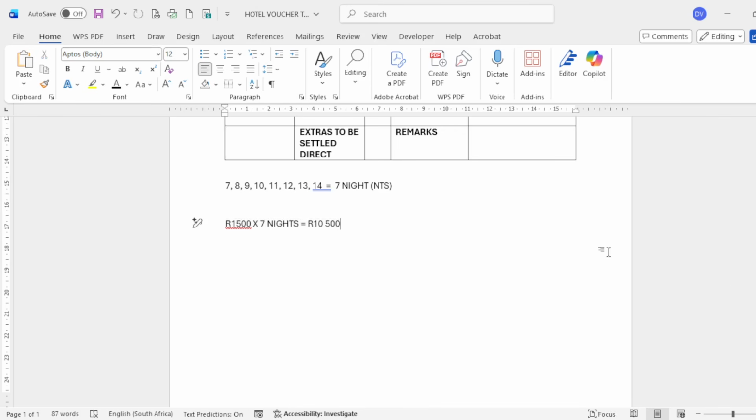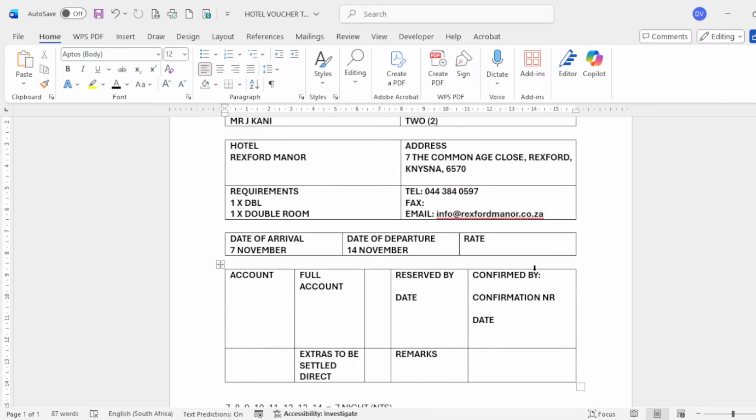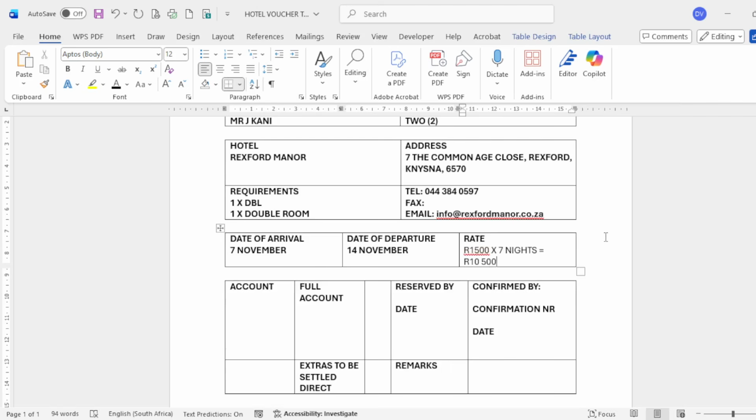And you have to show me the full calculation in the rates block. Just like that: 1,500 times 7 nights equals 10,500. Then you'll get the mark. If you only write 10,500 Rand, you do not get the mark. Okay, that's important. Right, we're almost done, guys.